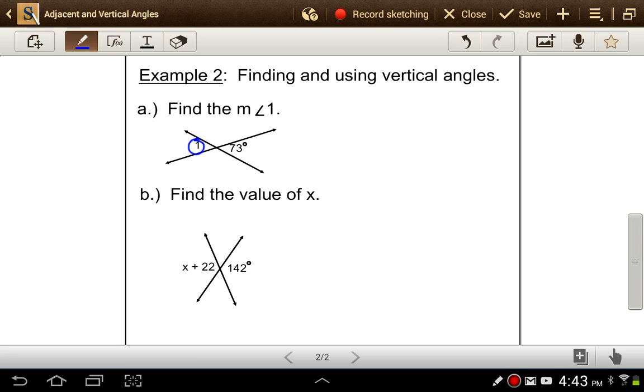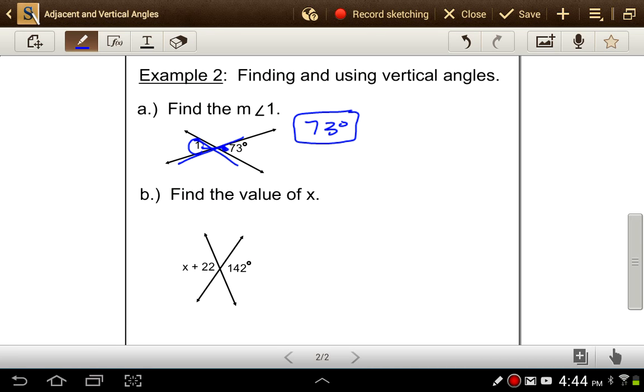So that is opposite that angle. Of course I made that so we can't read it anymore. That is opposite that angle right there. So what do we know about vertical angles? Vertical angles are opposite each other and they are congruent, which means they have the same angle measure. So this one would be 73 degrees. That's it. Same measure. That's it. 73. You're done. No extra math to do, just identifying.